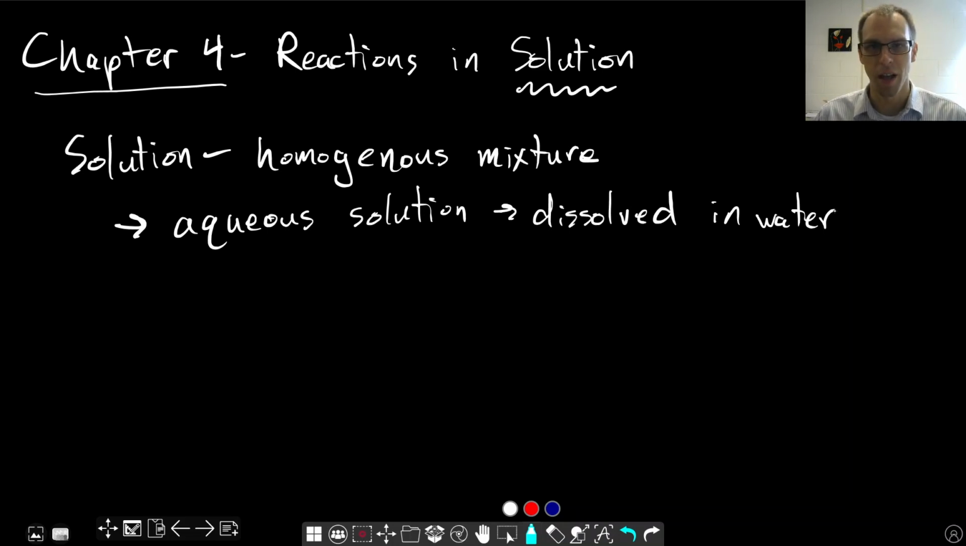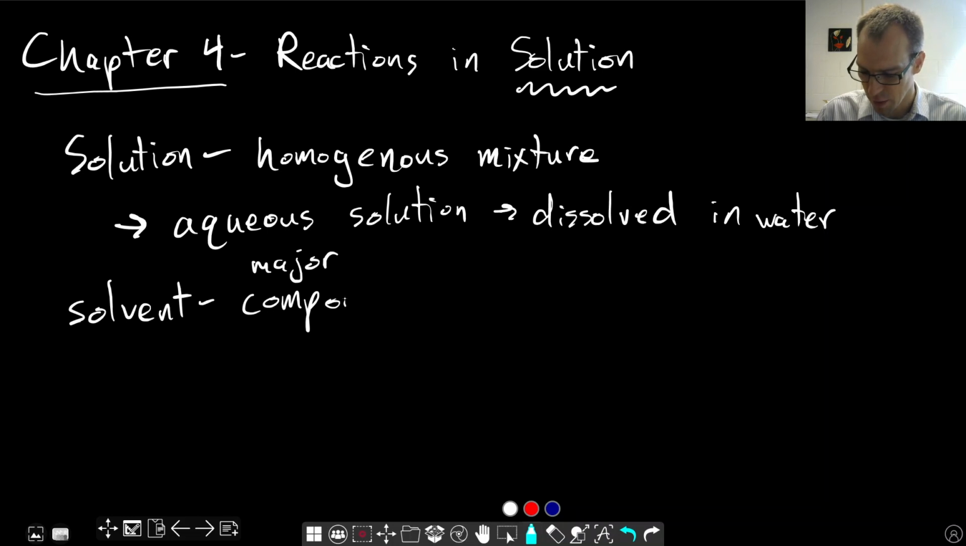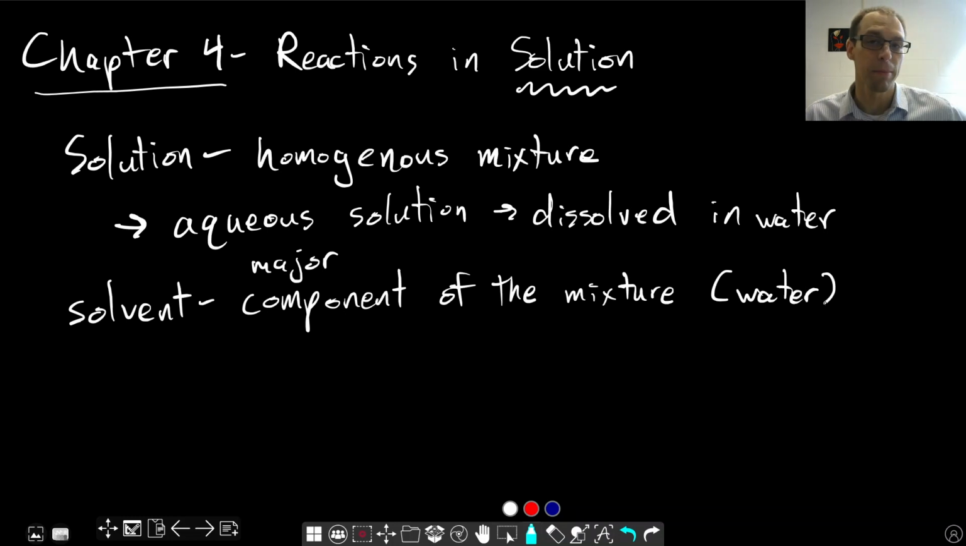So in a solution, you have a bunch of stuff mixed together. You have different pure substances that are all evenly mixed throughout the substance. And there's usually one thing that is present in the highest amount, and that is your solvent. So your solvent is the component, or I should say the major component, of the mixture. And in an aqueous solution, this is always water, but it can be something else. But that's what makes something an aqueous solution, that the solvent is water.